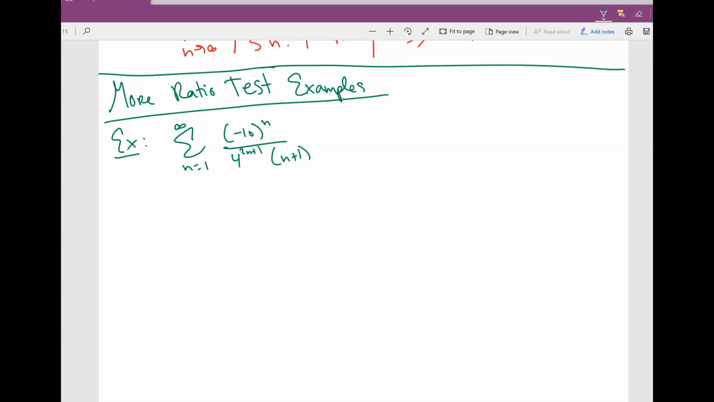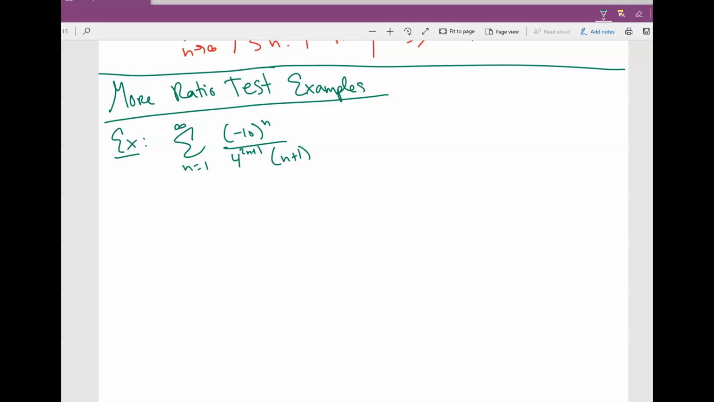Here are more ratio test examples. So we want to still test for convergence or divergence. So let's go ahead and try this problem out. You want to take the sum from n goes from 1 to infinity of negative 10 to the power of n divided by 4 to the 2n plus 1 times 2 by n plus 1.